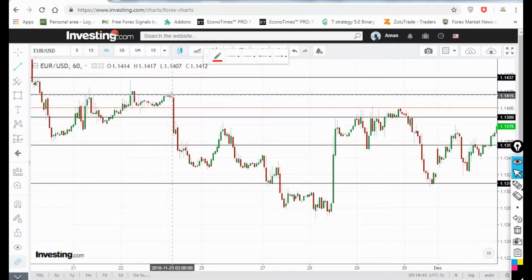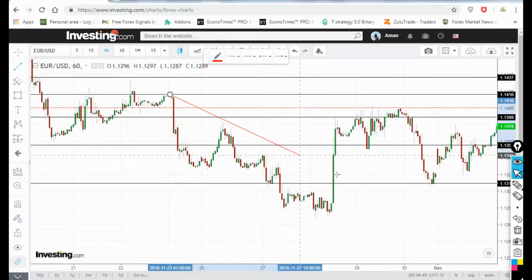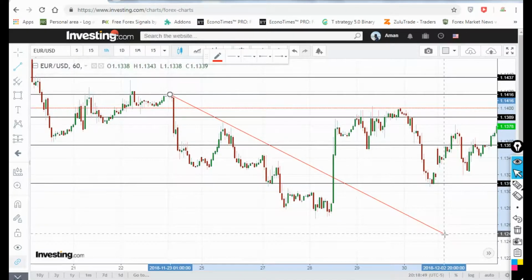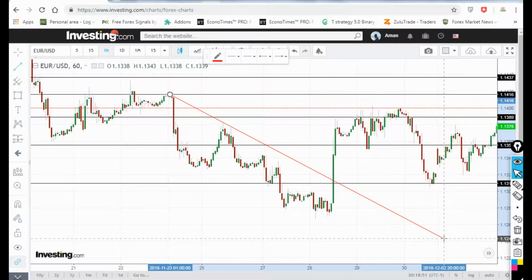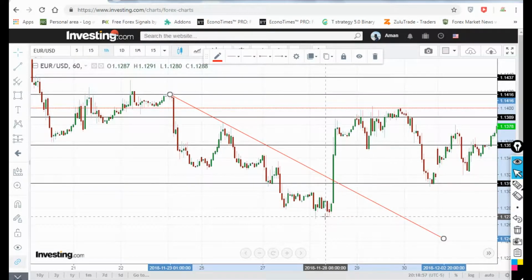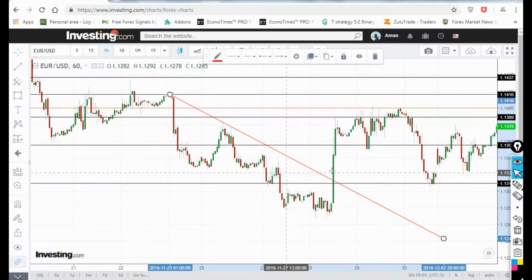Okay, now we take a trend line here, right? We take a trend line here and we see that there are some touches here. Now we are expecting this here, but you have to take support and resistance into account also. If you include this, then you get confirmed trades.